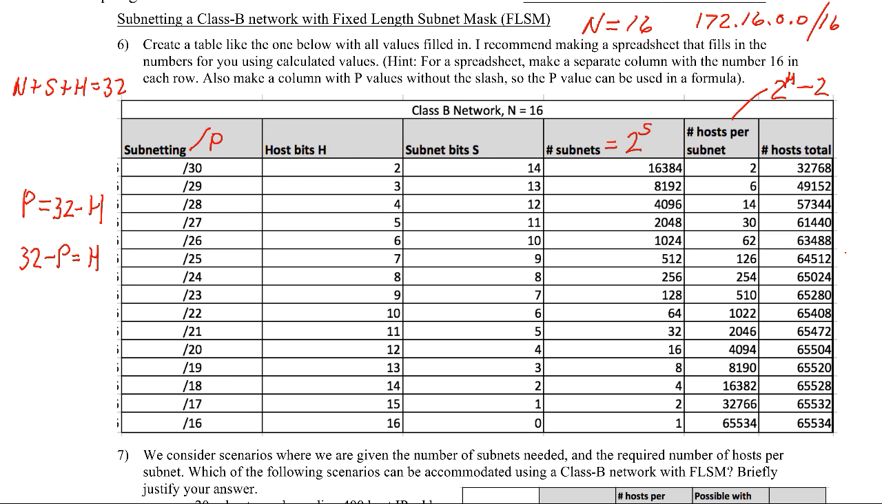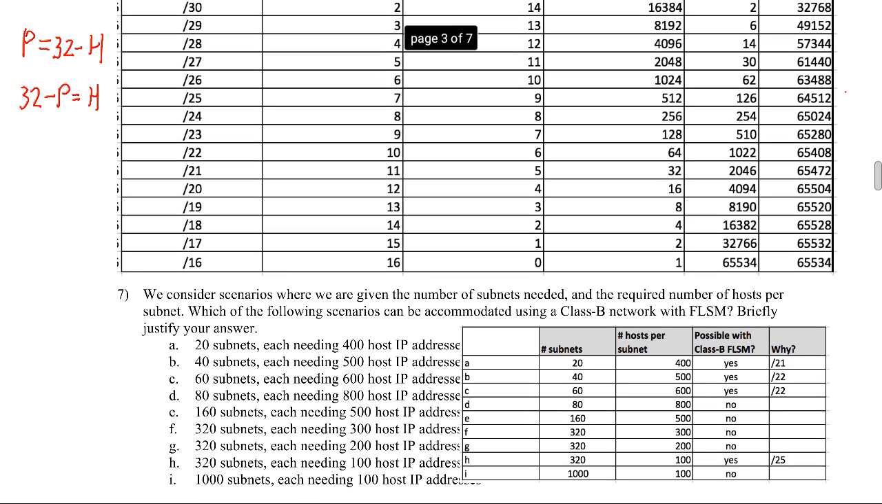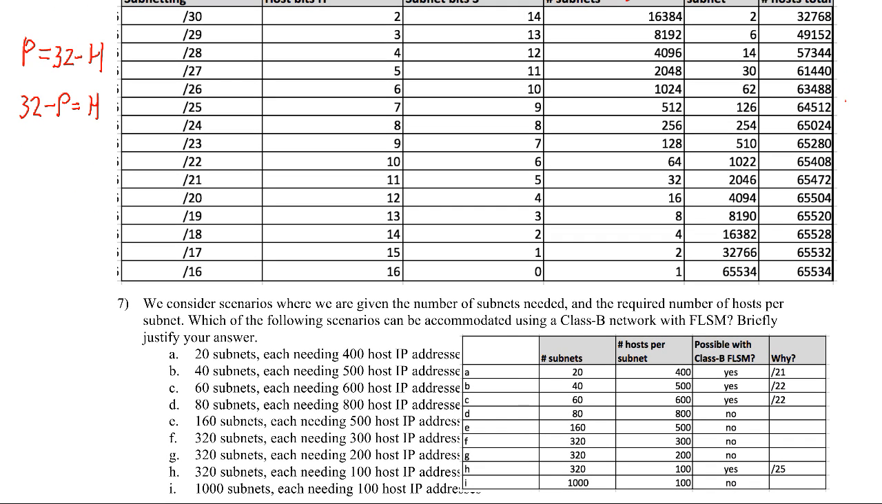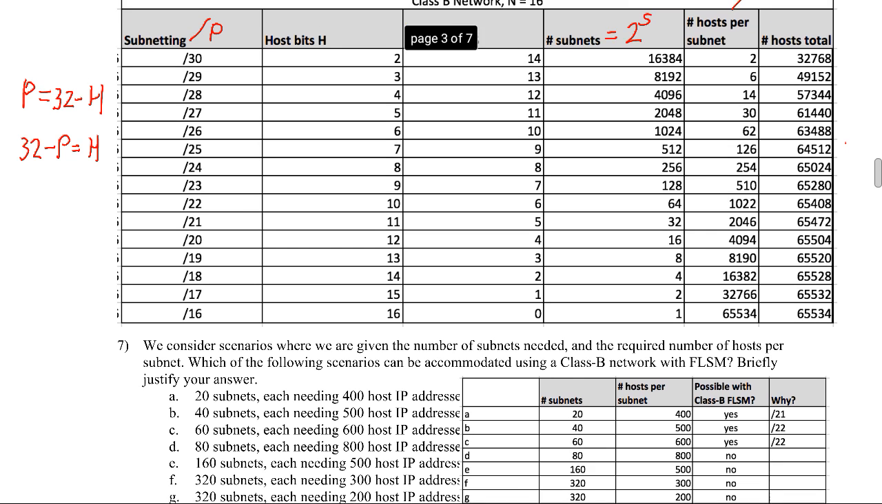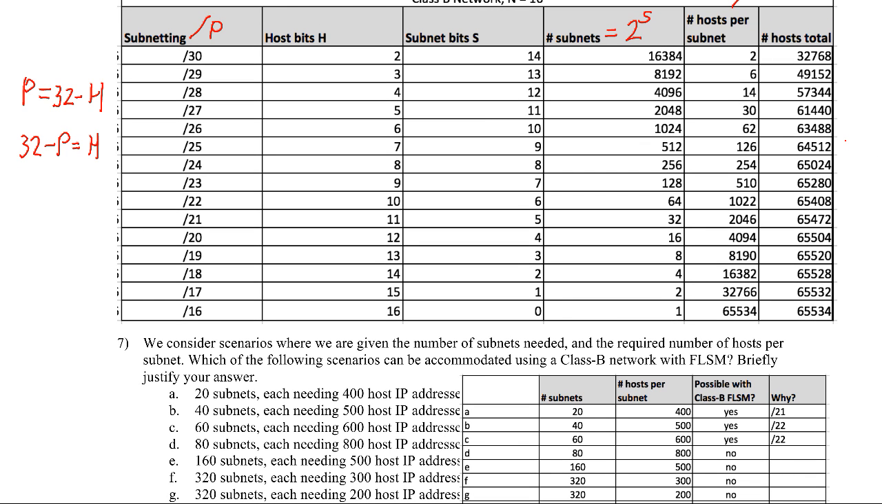Maybe I'll go ahead and look at this problem down here, number 7. It gives you a typical scenario where you're asked to see whether or not a particular subnetting scenario is possible with fixed length subnet masks. We've got this Class B network. We're going to break it up into fixed length subnets and see, can we fit 20 subnets with 400 hosts each? What we're going to do is run up this table and go up as high as we need to get 20 subnets.